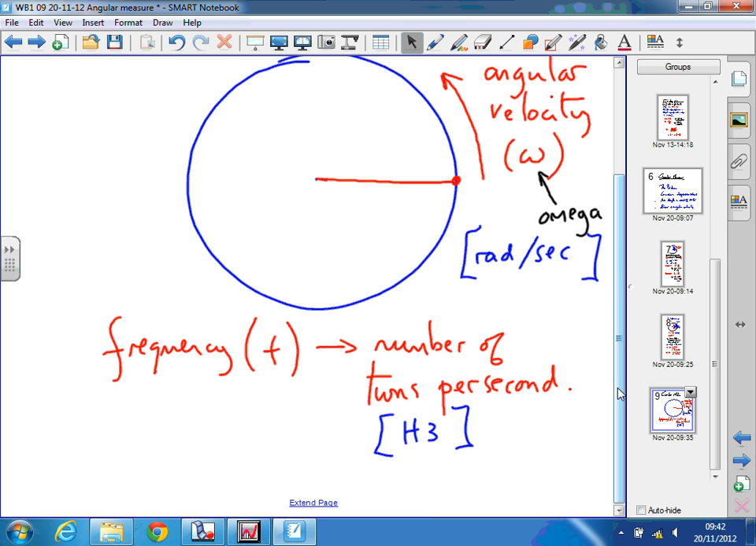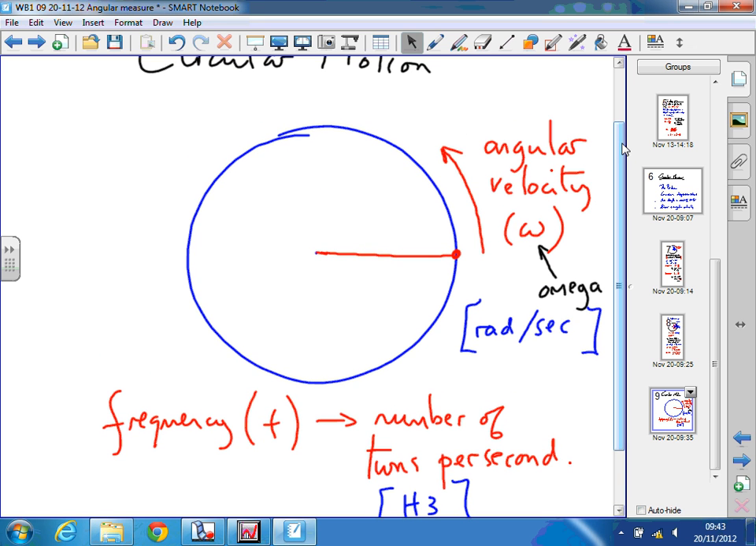Now, in terms of radians, what's a complete turn? 2 pi, okay? So what I want now to come up with is a relationship between this frequency and the angular velocity. Angular velocity is how far it's moved round here in terms of 2 pi. So if it manages to go, say, 1 complete turn in a second, then the angular velocity will be 2 pi radians per second, because 1 turn is 2 pi.